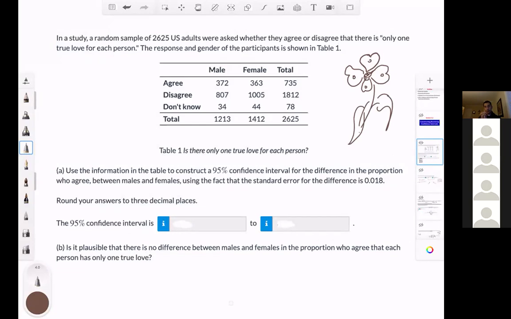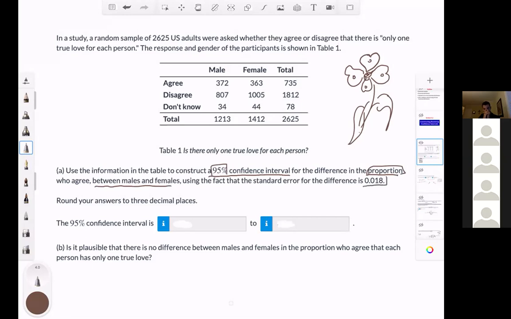So we want to construct a 95% confidence interval for the difference in proportions of who agreed between males and females. I wish I could explain this without the page of notes, but it's not possible. You need an example, and you need to know what a proportion is.